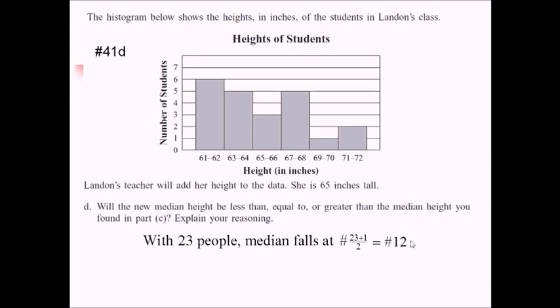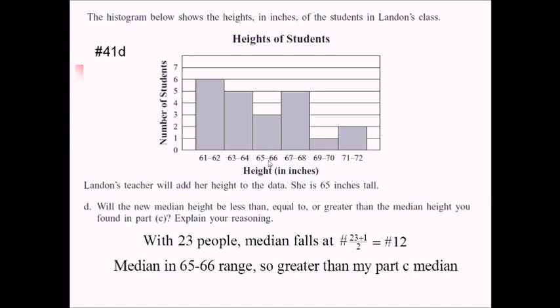So where does 12 fall? Well, we still had 11 people here from 61 to 64, and our 12th person, even with Landon's teacher added in there, is falling in this 65 to 66 range. So that's what our median height is going to be, somewhere between 65 and 66. Now, since we're in that range, that is greater than what I answered in Part C. My Part C median, again, was 64.5, and anything from 65 to 66 is going to be greater than that.